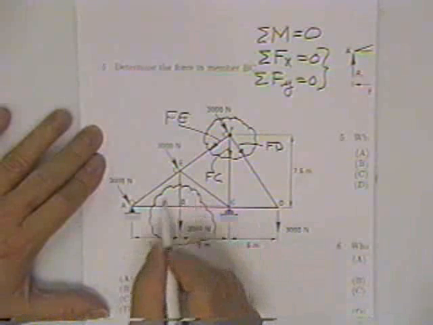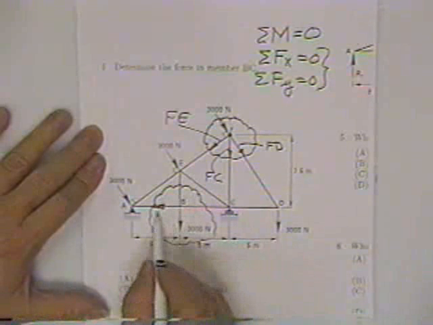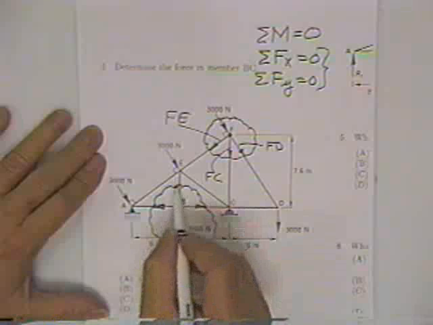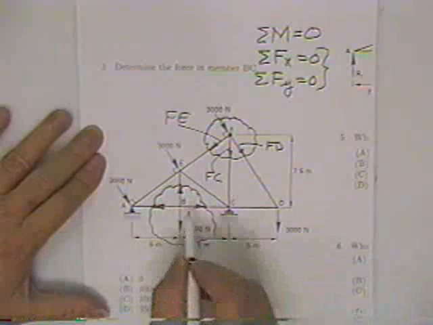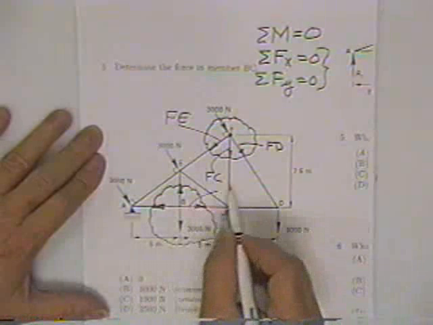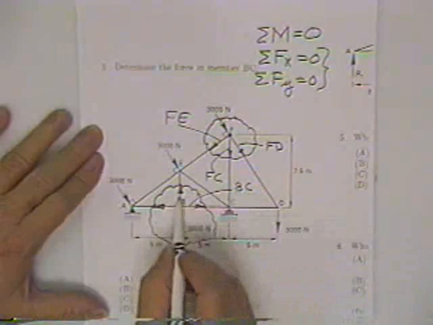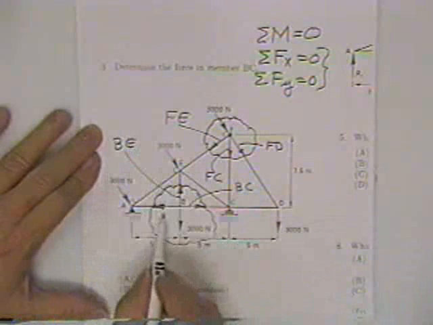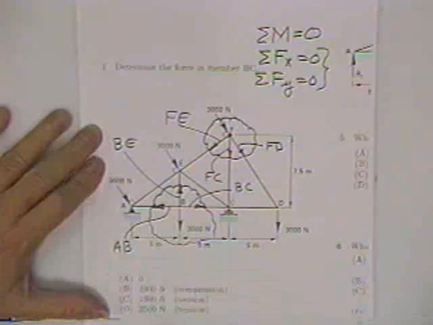In this case, when I cut out joint B and properly show what I think the force is doing, put names on them. You really need names on them. This guy's name is BC. This is the force in BE. This is the force in BA or AB.